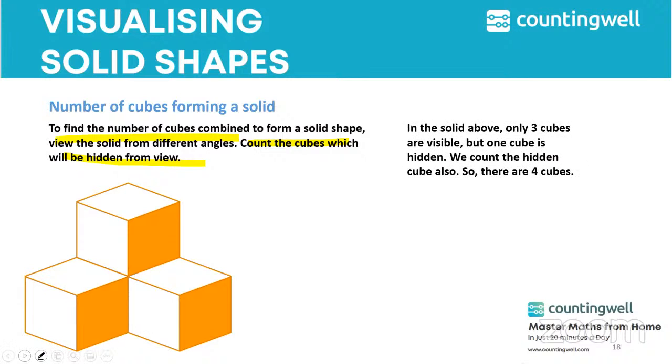So let us see how many cubes are visible and how many are hidden. You can see there are 3 cubes visible and one is hidden, and that is below this cube. So how many cubes are there? There are 4 cubes.